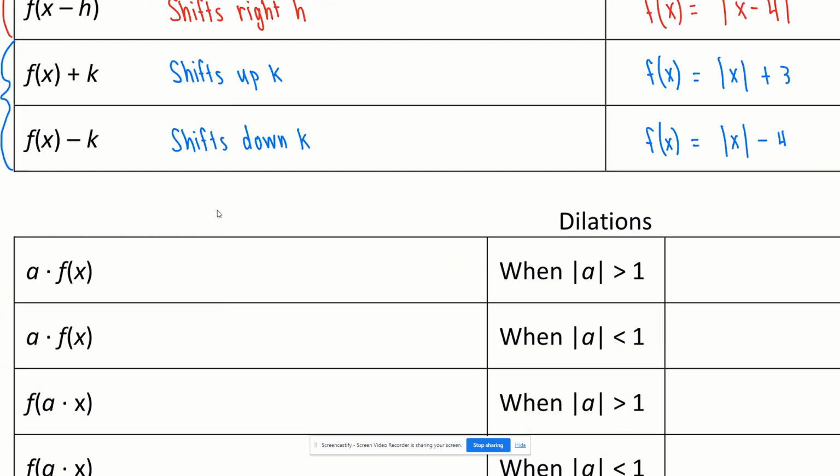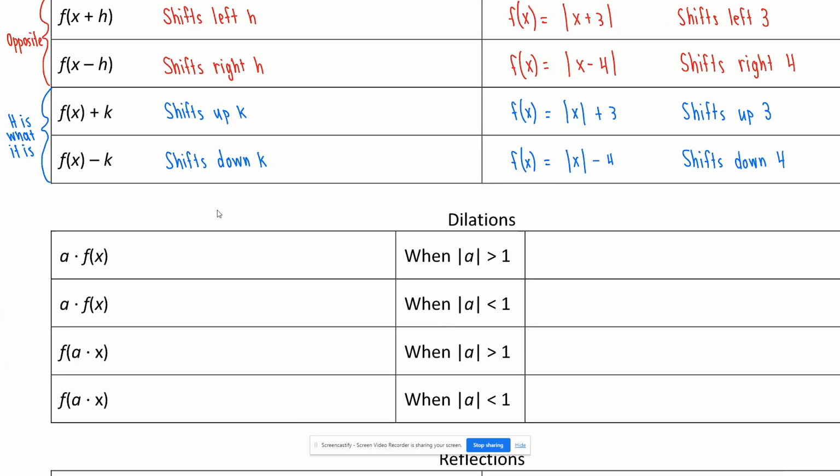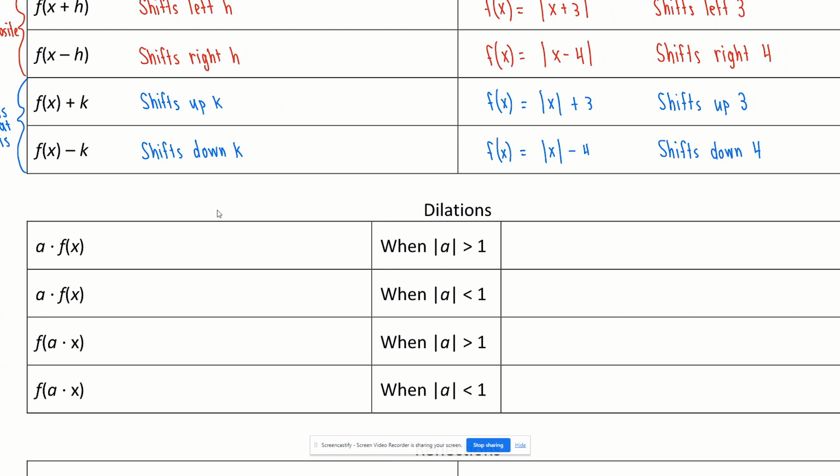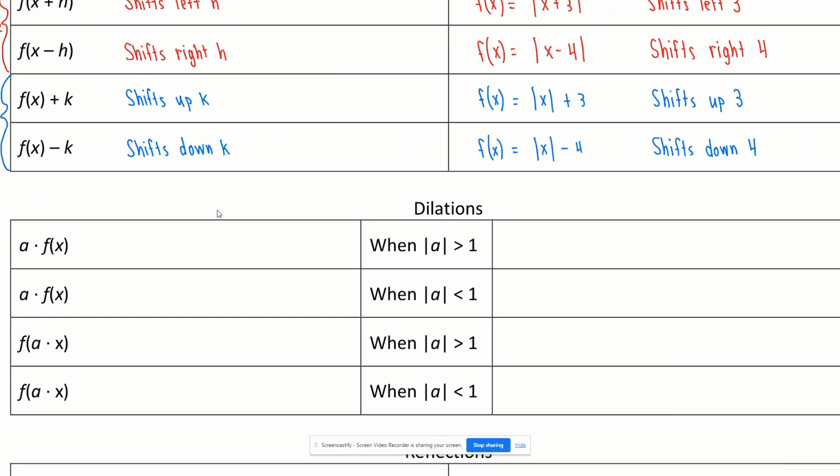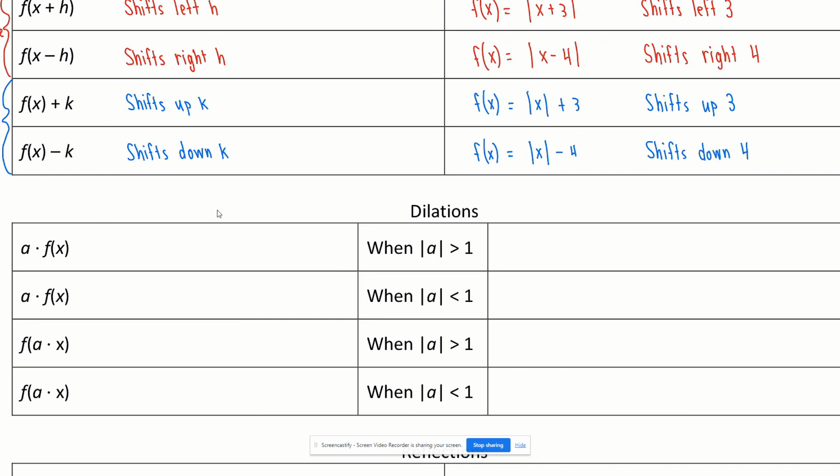Now let's go down to the next little section here, and these are called dilations. I'm not sure exactly what I got through with you in third period, but when we talk about dilations, remember that's a word we don't use that much. Instead, we use the word stretch or compress. Stretch or compress is what's really going on here.